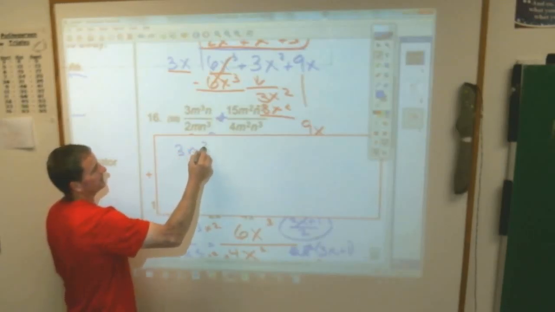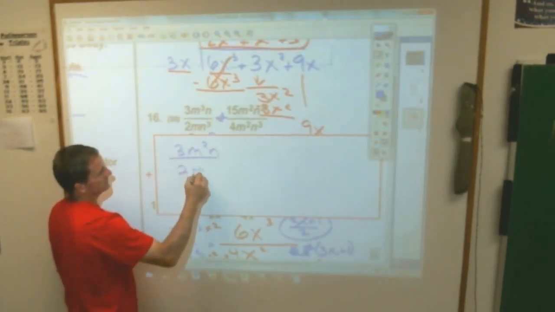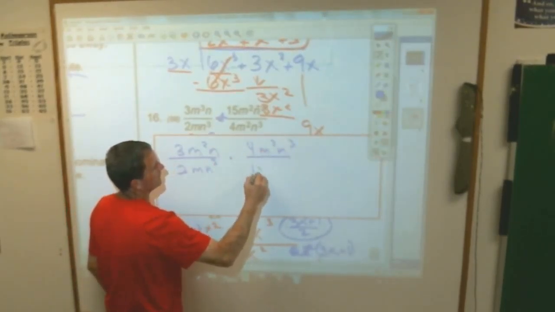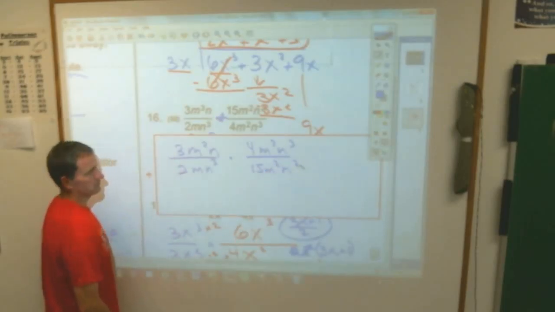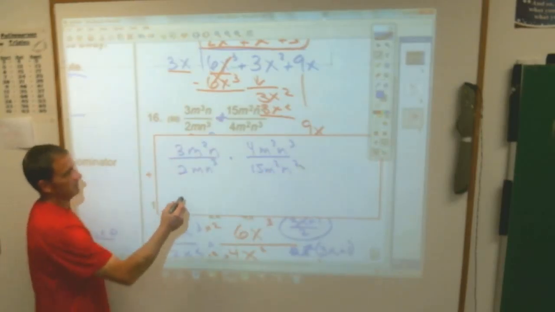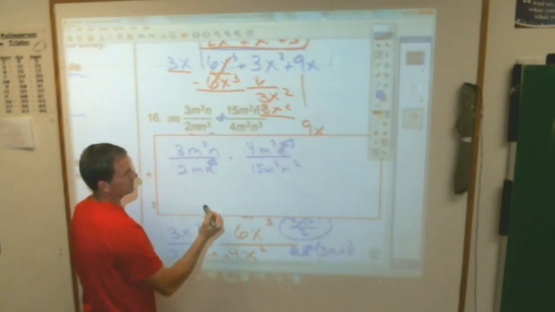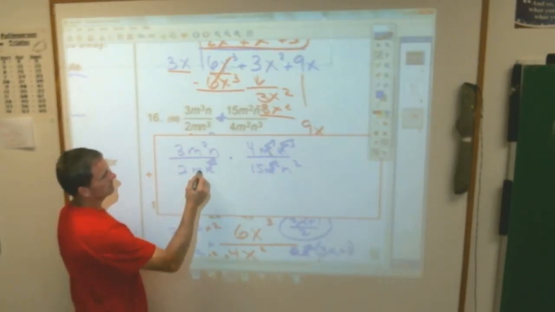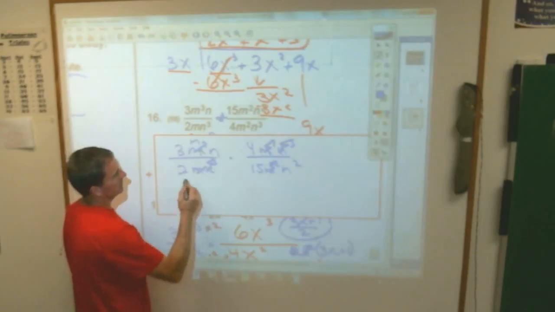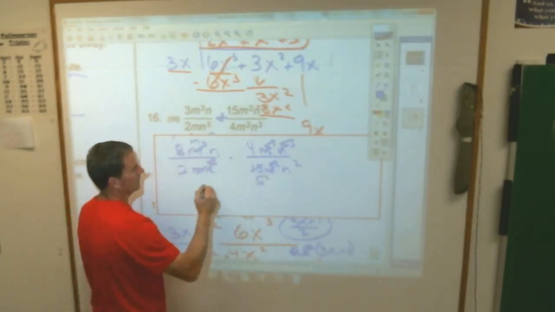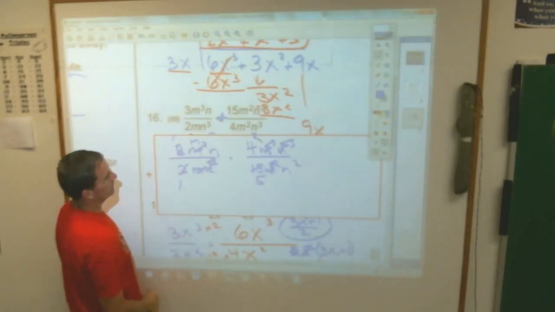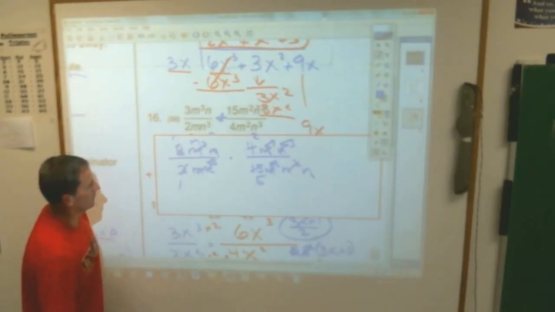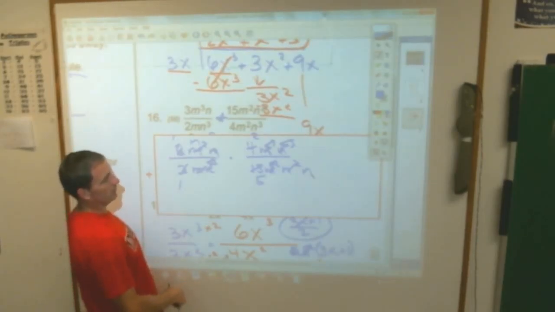You just flip and multiply. So you multiply by 4m squared n cubed over 15m squared n squared. Then you just cross off like terms. This crosses off with this, m squared with m squared. This m with one of those m's, this 3 with that 15, this 2 with that 4. What am I left with? This 1n with this 1n gives me an m. After all the gobbledygook, it looks like 2m over 5n?